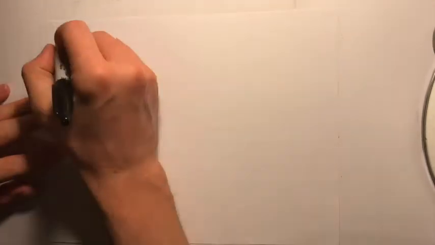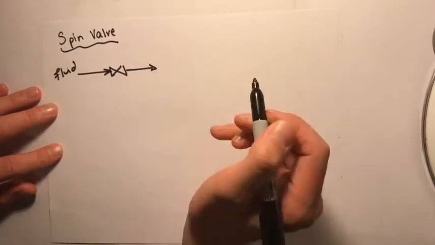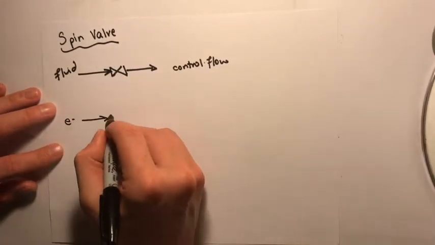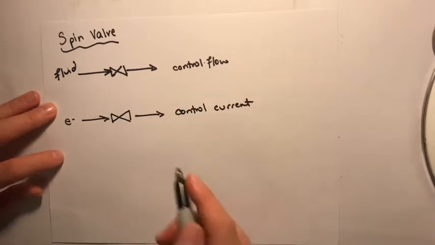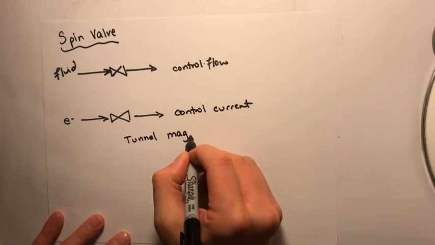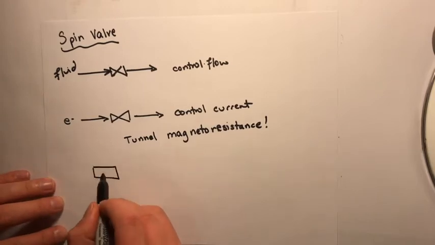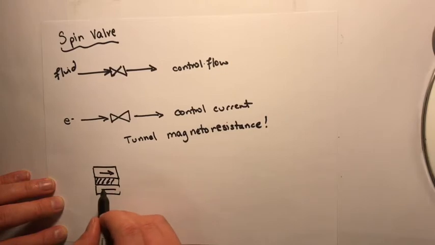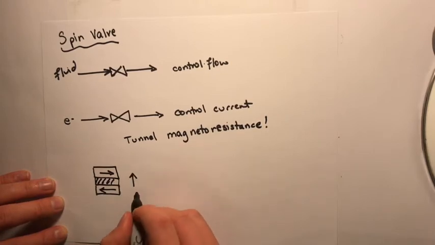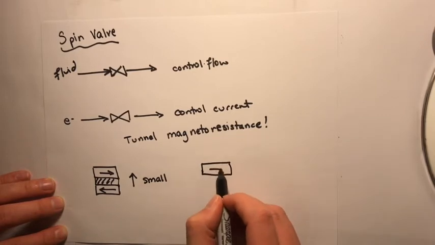In order to understand this, we're going to introduce the concept of a spin valve. Much like a valve that controls the flow of fluid, a spin valve is a concept that controls the flow of current or electrons. This valve works because of a phenomenon called tunnel magnetoresistance, TMR. TMR results from the conservation of electron spin. If you have two ferromagnets close enough to induce a tunneling current, but their spins are opposite, the tunneling current will be reduced proportional to the polarization difference.